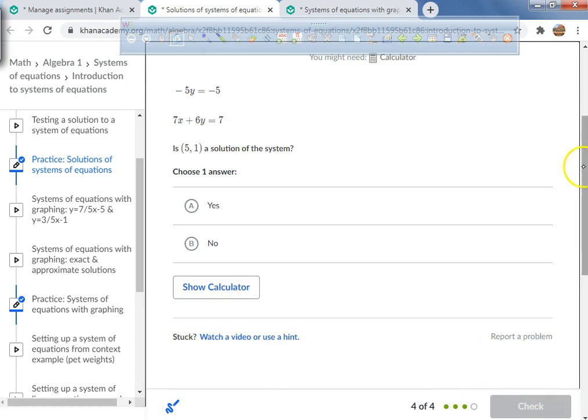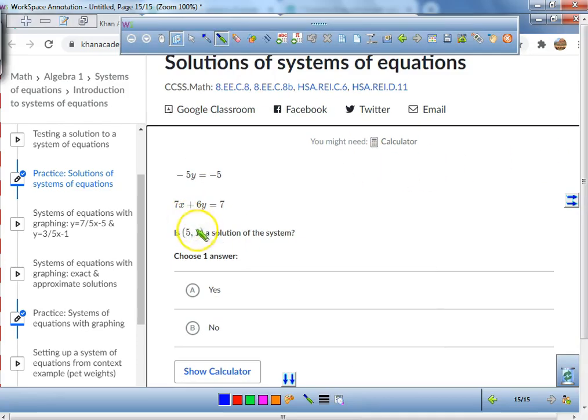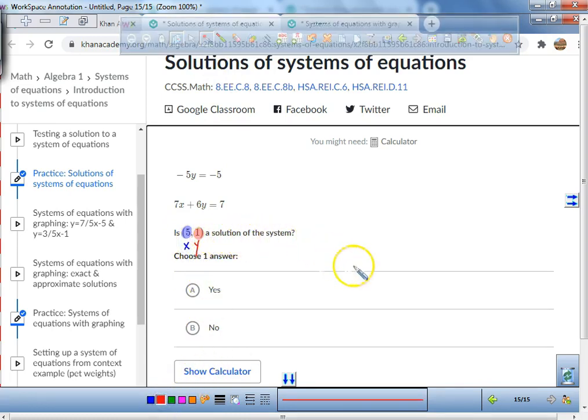All right, here we go. Let's do one more. It says, is 5, 1, there's my x value, there's my y value. So this is my x, and this is my y. Is this a solution of the system of equations? So right now, I'm going to take negative 5. I'm going to open up a parentheses. I'm going to plug in a 1 and see if it equals a negative 5. Well, negative 5 times 1 is negative 5, and it works.